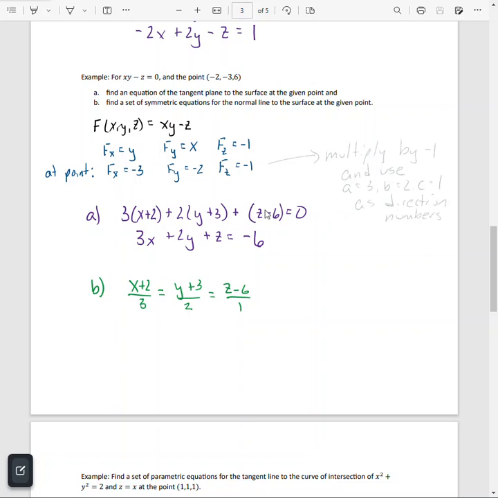But remember, we have our direction numbers. We have x plus 2, or x minus a -2, divided by the direction number, divided by 3. As long as the direction numbers are non-zero, then these equations are the set of symmetric equations for the normal line. Y plus 3 divided by 2. Z minus 6 divided by 1. Remember, we're using the positive values of these because we can use any constant multiple.